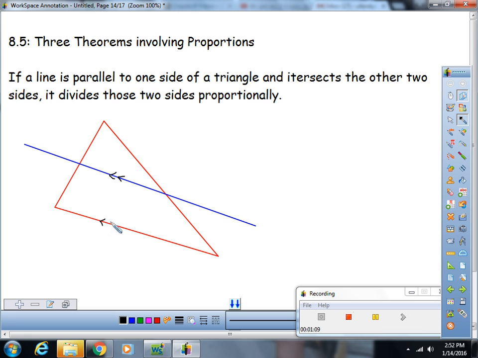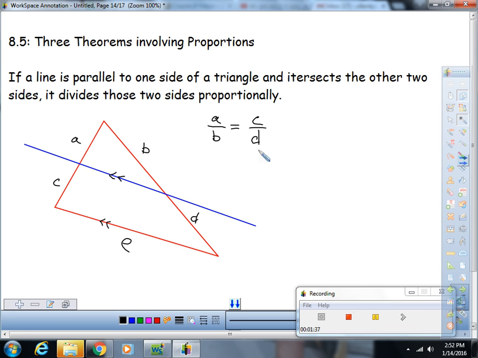So in this case, these two lines are parallel. So if we've got sides A, B, C, D, and E, this doesn't involve E at all, other than the fact that E is parallel to the blue line. What we can say is that A is to B, the top left is to the top right, like the bottom left, C, is to the bottom right, D. We could also say this, though, like A is to C, top left is to bottom left, like B is to D, top right is to bottom right.